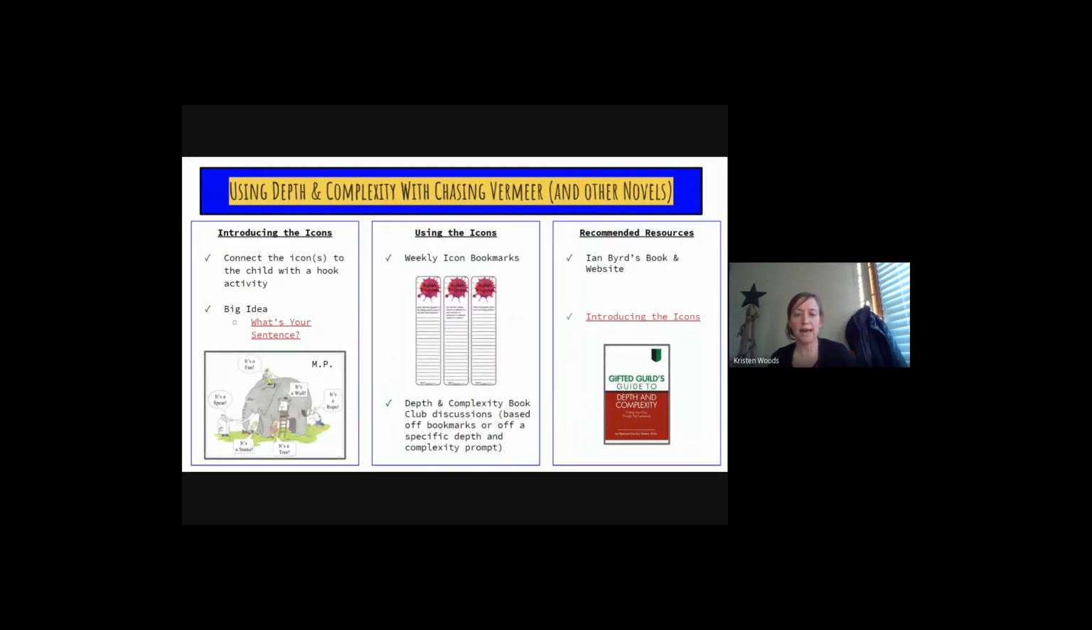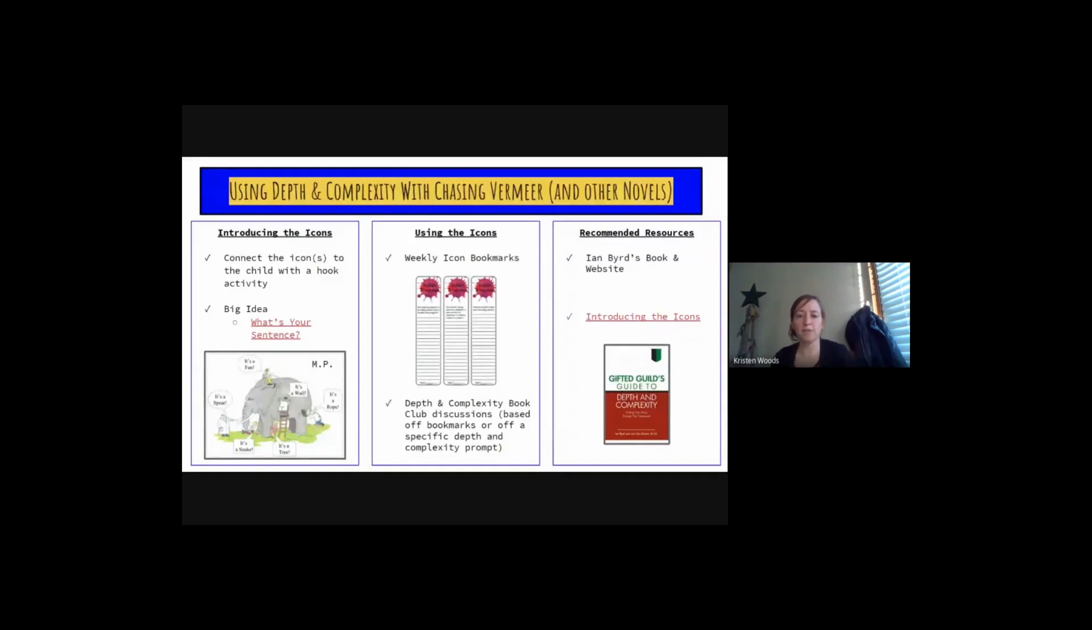They had to be marking down. They had a focus of the icon or icons, 2 of them that we were focusing on. They had the prompt, and then they had to find evidence that would support and help answer the question that directly tied to one of the depth and complexity icons. So they did that throughout the week, and then at the end of the week, we would have depth and complexity book club discussions where they got together and they discussed their thoughts related to the different icons. So that's a way that the icons were used throughout the week.